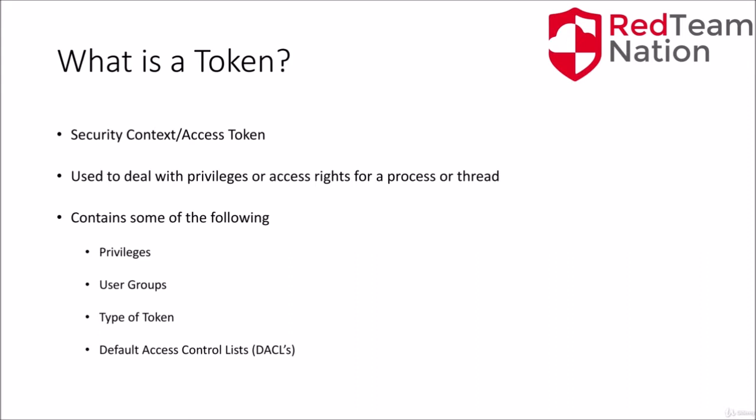So some of the stuff the token contains are the privileges, like I said, such as SEDebug, if you've ever been familiar with that, the user groups, the type of token, whether it's a primary or an impersonation token, which we'll go over later, as well as the default access control lists. So we're not going to dip too much into the internals of a token. We'll hit that in future videos, but I will leave a little bit more research and some links for you to take it a little step further if you want to go there right now.